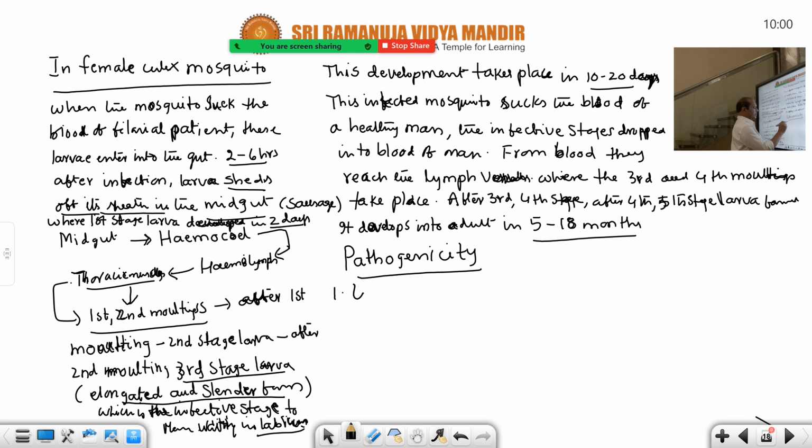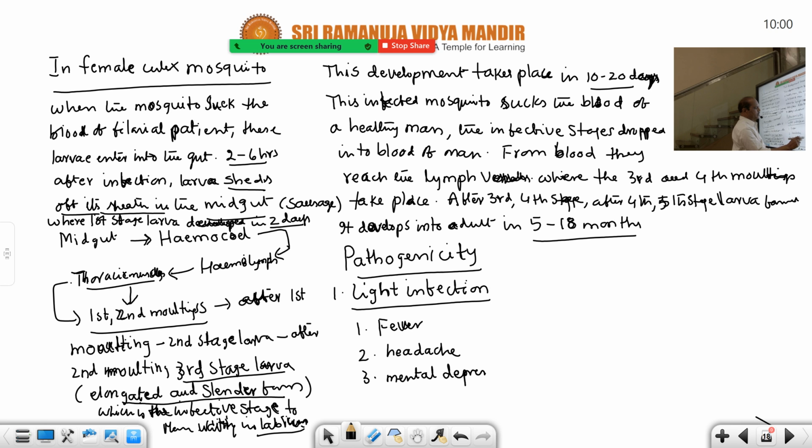First of all, light infection. During light infection, not heavy or severe infection, what happens? Let us see. The symptoms of light infection we must note down: fever, headache, slight mental depression, and inflammation of lymphatic tissue, especially in the lymph vessels and lymph glands.